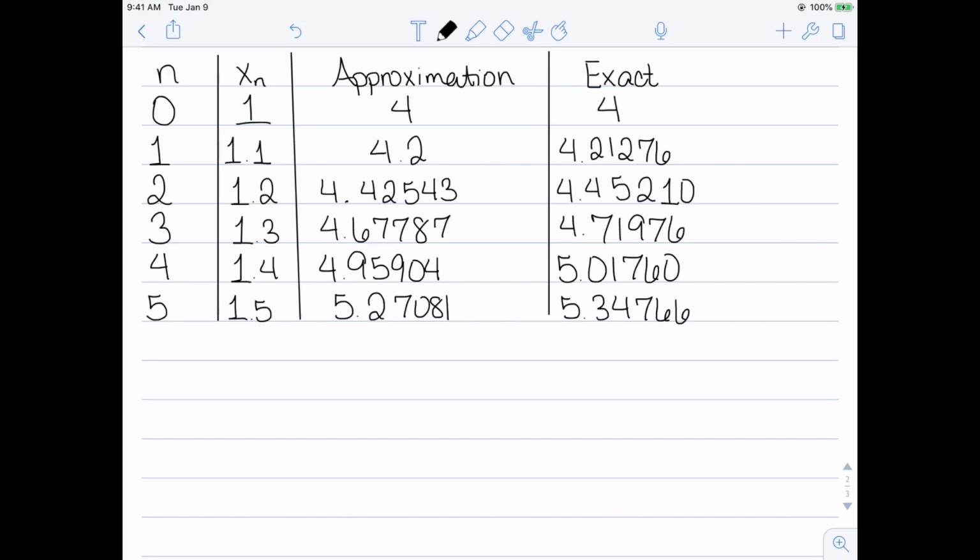If we were to continue this process on the last example to go ahead and get all of the values 1.1 through 1.5, here's what we would have gotten. We would need n to be between 0 and 5. We could then find x sub n. We could get our approximation, and then this last column tells you what the exact value actually is. And we can see that the further and further we get away from x being equal to 1, the farther and farther our approximation is from the exact value, although it is pretty close in this case. Let's look at one more example.